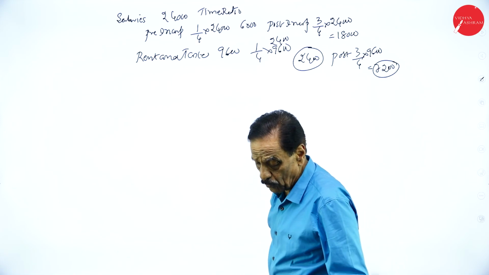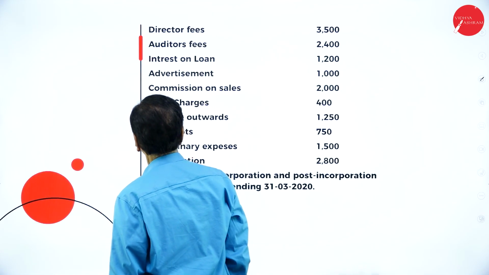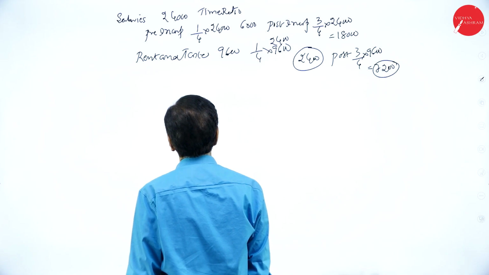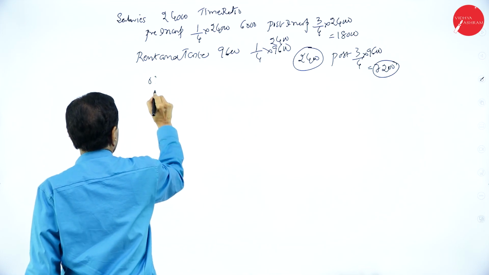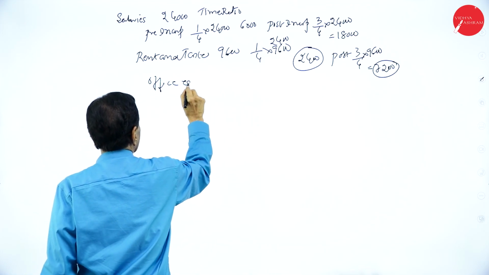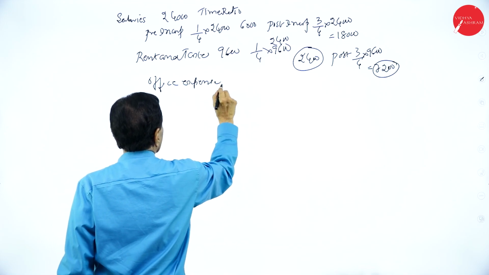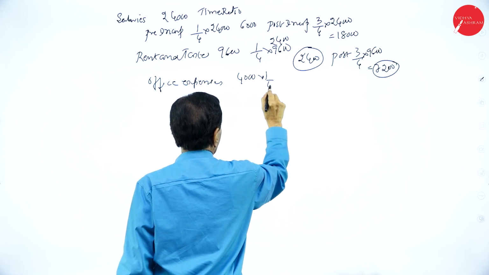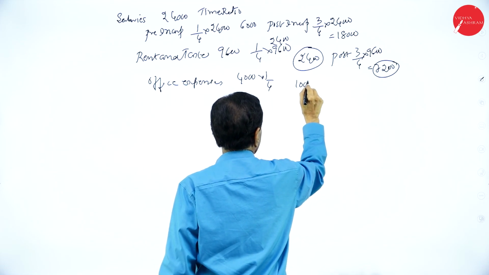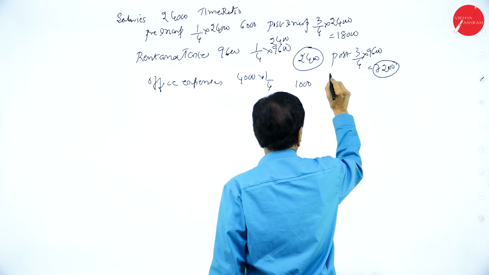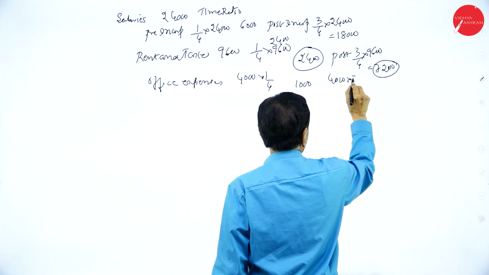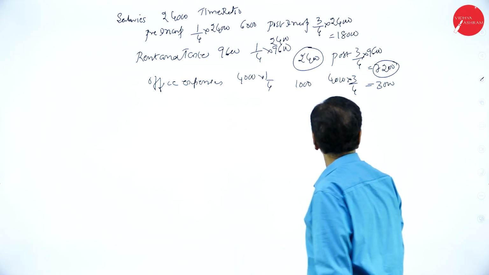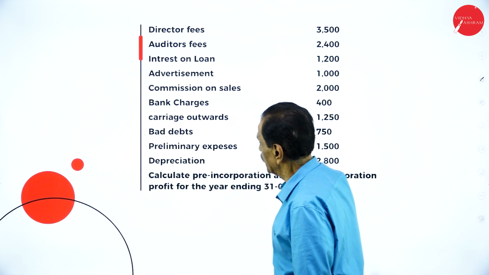Rent and taxes over. What next? Office expenses. Office expenses 4,000, into 1 by 4 is 1,000. 4,000 post income, 3 by 4, is 3,000. So 1,000 and 3,000. Office expense over.